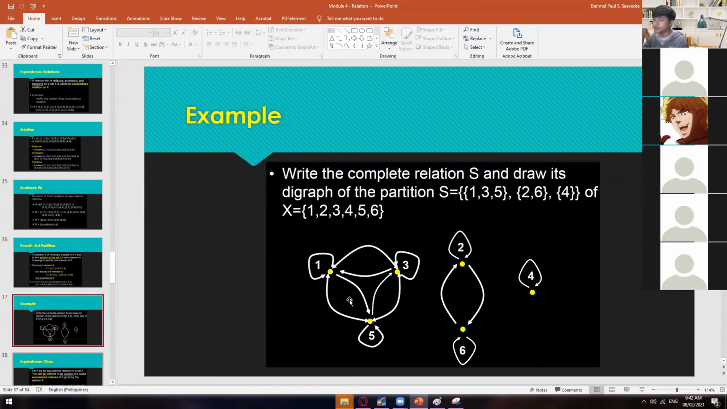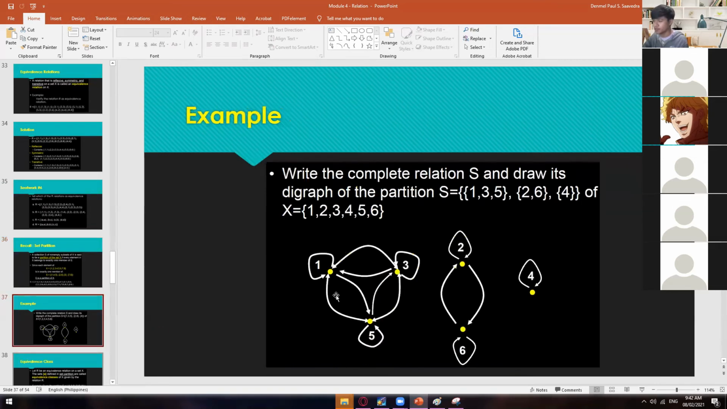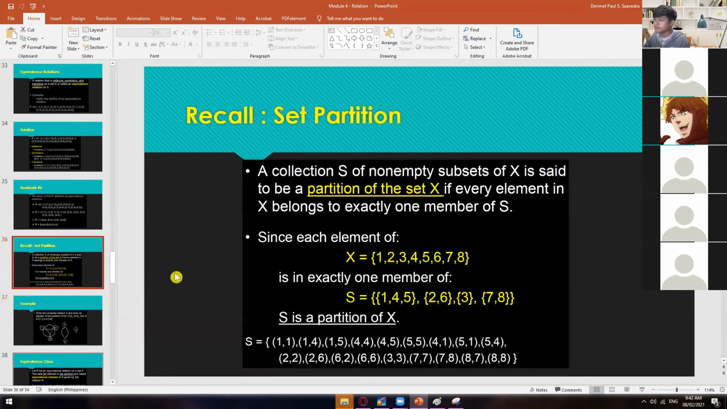Okay. So anyway, once you have this list of elements, then you can now draw this one. Okay, so this is the digraph of this class 135, and then this is the digraph of this class, which is the 2, 6, and then we have this digraph of this 4, which is coming from the superset 1, 2, 3, 4, 5, 6. Right? So this is just a recall because we're going to use this one later on. Okay, what is this class, this class, this class, and then this class?